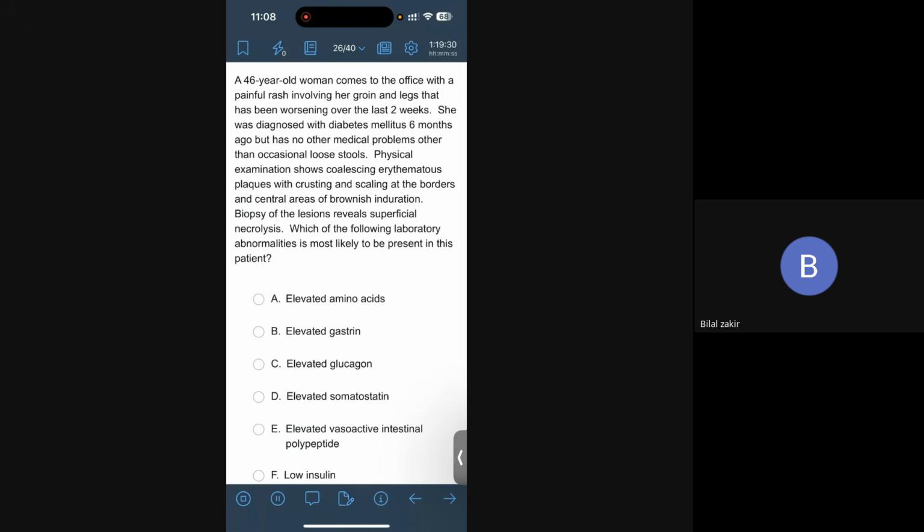So first try to find all the abnormal things in this patient, and then try to make a diagnosis out of that. So what are the abnormal things in this patient? A painful rash involving her groin and legs that has been worsening over the last 2 weeks. Diabetes mellitus, rash, occasional loose stools. Diarrhea, diabetes, and rash.